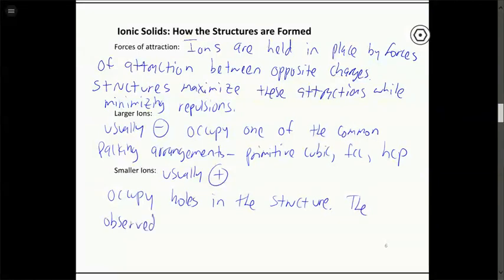Now the question becomes, which of these structures do we have? Primitive cubic or face-centered cubic, primarily the two we're going to be debating, and then which holes are occupied. That's going to depend on the nature of the ions. So the observed structure and which holes are occupied depend on the nature of the positive and negative ions, and they primarily depend on the sizes of the ions.